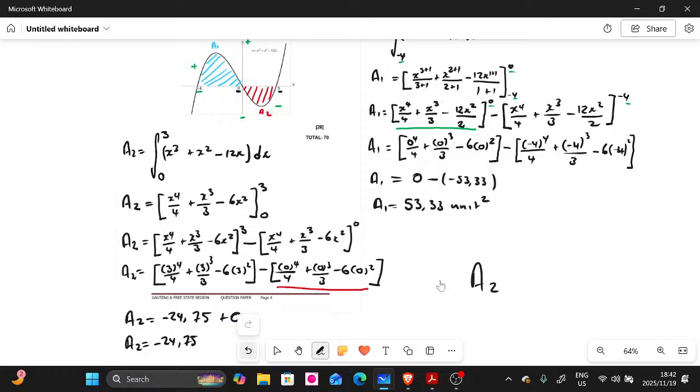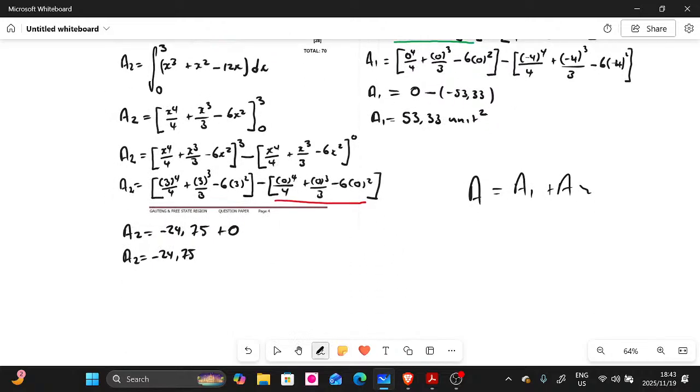Okay, so total area, let's just say it's area 1 plus area 2. So area 2 is going to be positive. Make it positive, guys, right? There is a formula for it. I'm going to show you the formula, but make it positive because we are calculating for the total area.